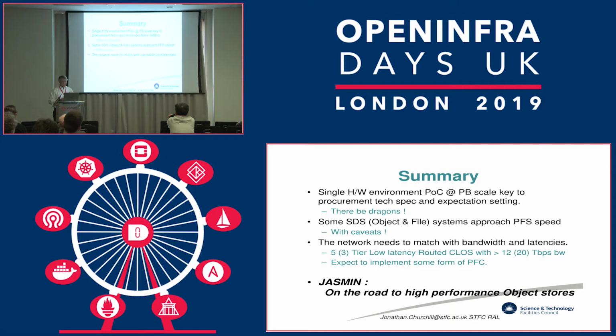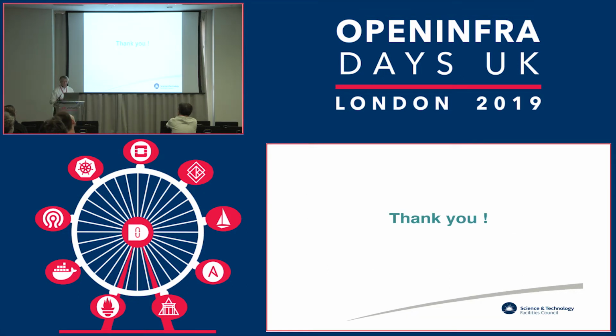The network needs to match the bandwidth and the latencies in order to achieve that, so there are some fairly sophisticated things. But given all of those things, and given the CLOS tree networks that we've put in place, we're now on the road to high performance object stores. And this is my last slide. So JASMIN is now on the road to high performance object stores. We've got that link between file systems and objects, and now we can start migrating the users towards the advantages of using object stores. So thank you. Any questions?